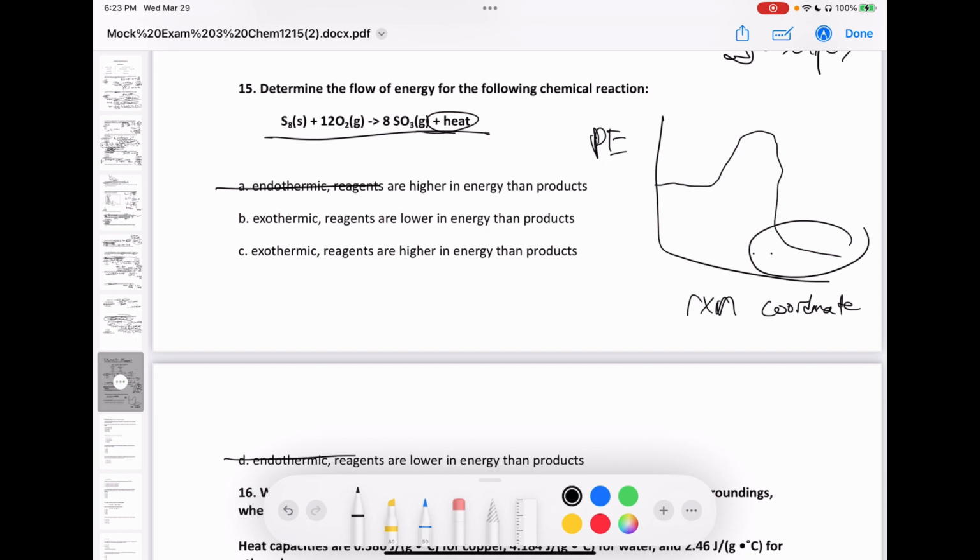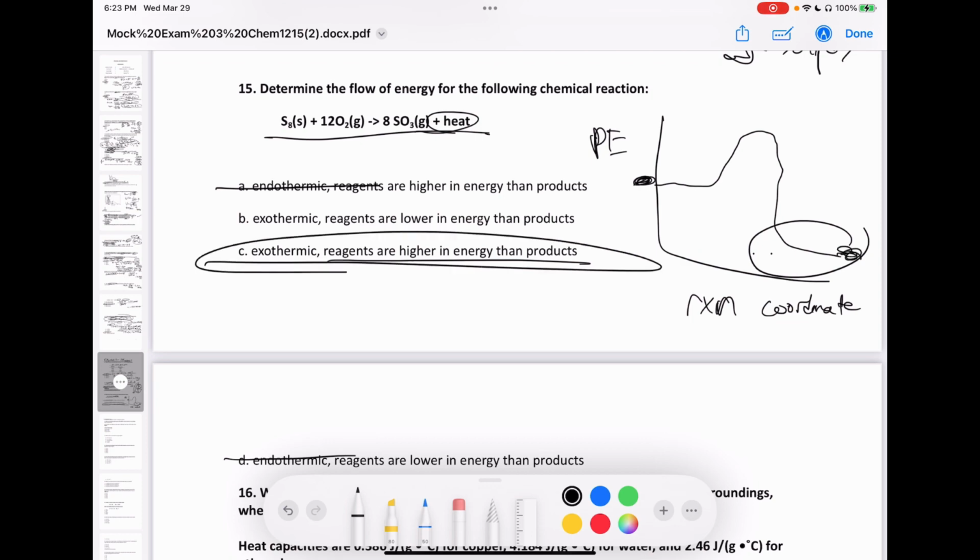So that leaves us with the reactants are at a higher energy than the products, right? Because this height right here is higher than this height over here. So answer choice C.